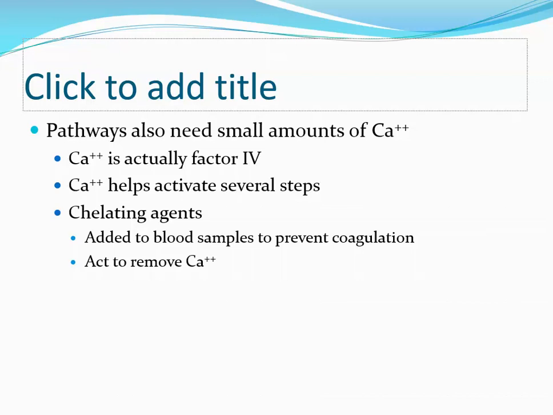All you have to do in this clotting cascade is remove just one of the factors and you will not get a clot. This is very easily reversed when you want the sample to clot. Just add back a little bit of calcium and you can run your tests.